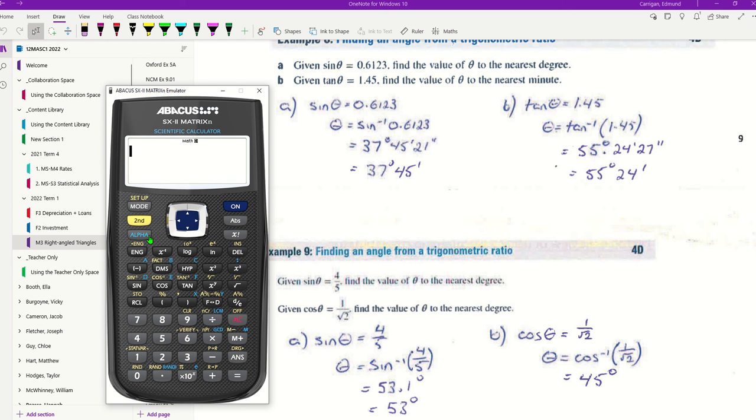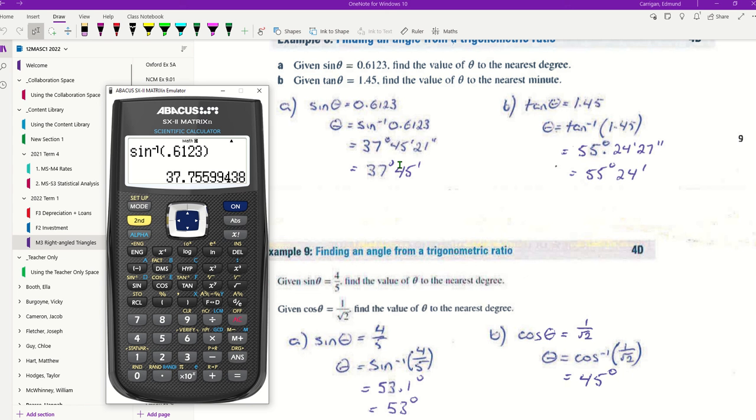We have to turn it back on by the looks of it. Second function, sine. That's how you turn your calculator off, by the way. Second function, AC will turn it off, so you have to wait for it to go down. Second function, sine minus 1. What have we got? We've got 0.6123, close my brackets, equals 37.75. Find the value of theta to the nearest degree.